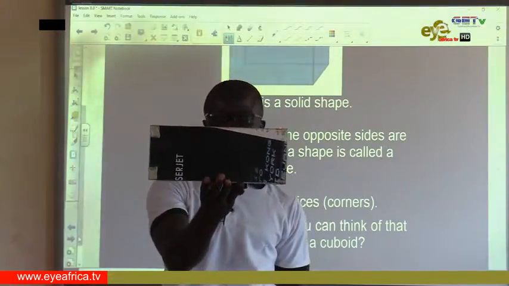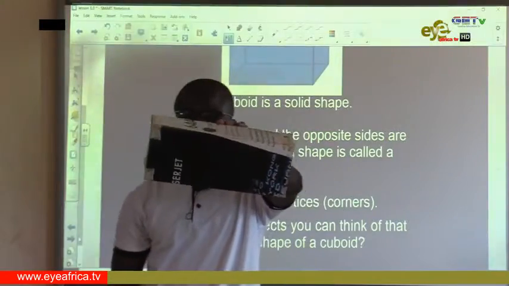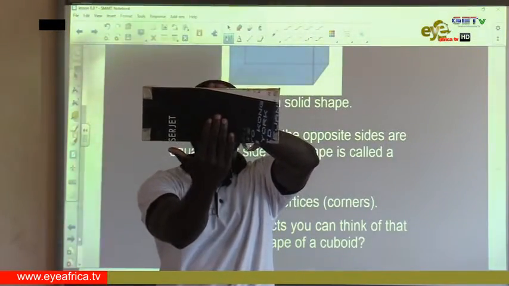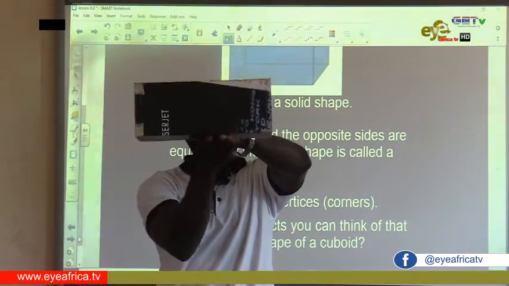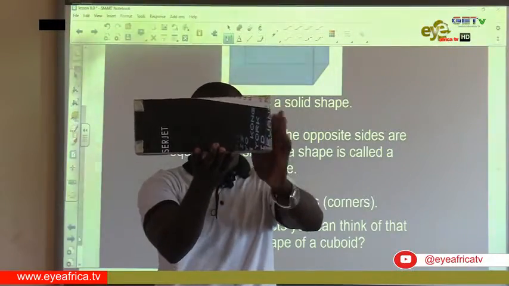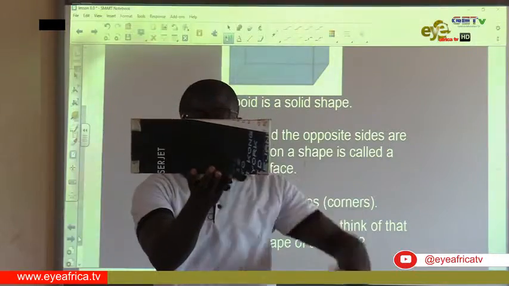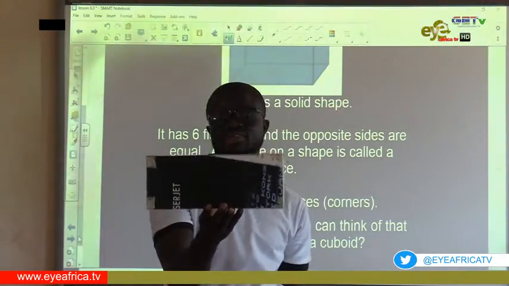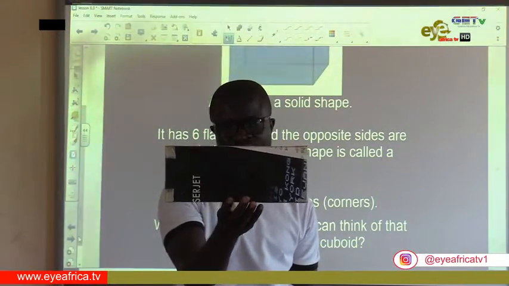I will take it on again. I want you to count with me, please. Remember, seeing is believing. We have 1, 2, 3, 4, we have 5, and then 6. So it means it is true that a cuboid has 6 flat sides, also known as what? Faces.